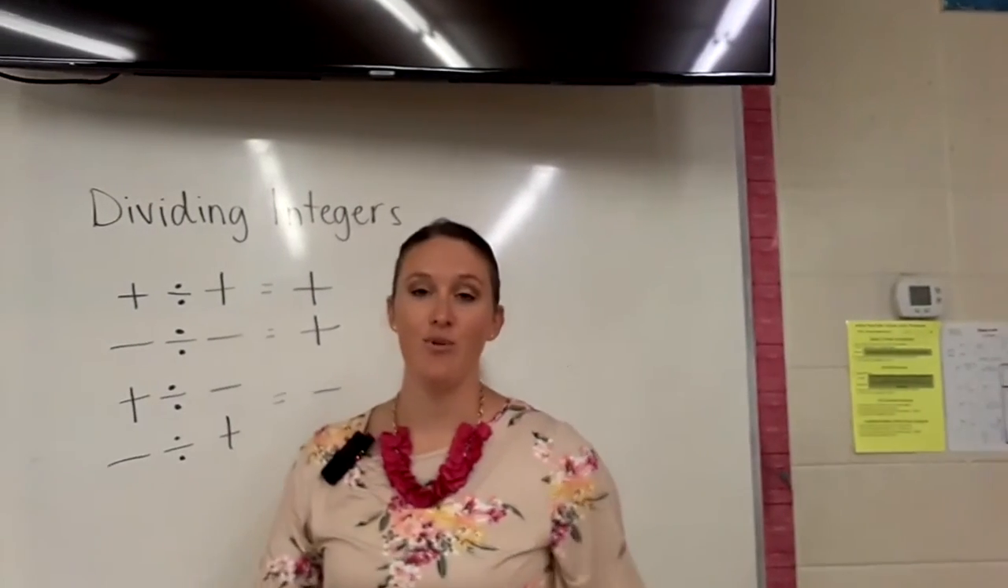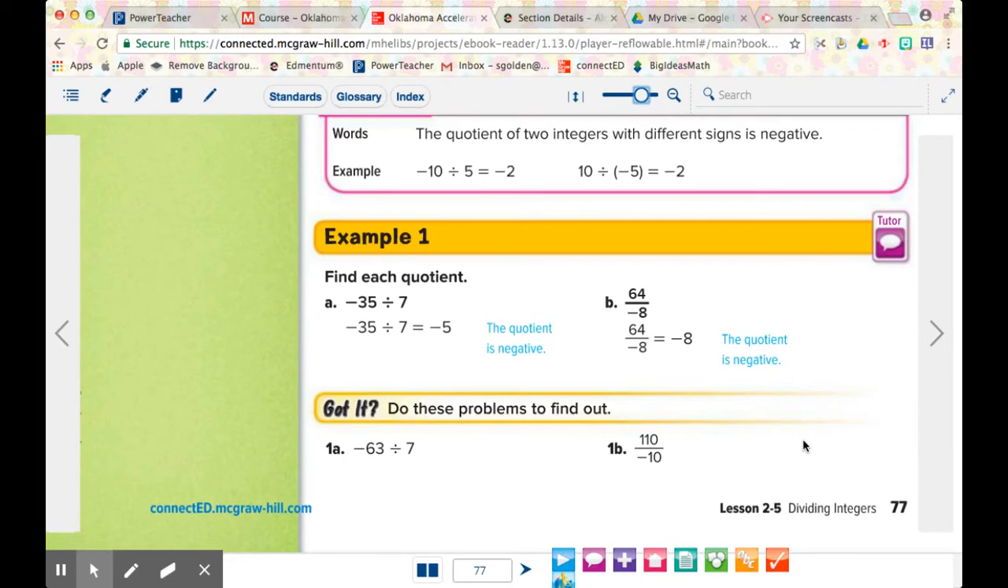Now let's look at example 1. Okay, so now on example 1, it says find each quotient. That just means the answer to a division problem. So on A, it says negative 35 divided by 7. If you remember the rules you just wrote, go ahead and divide it. 35 divided by 7 is 5. Then we have a negative divided by a positive. They are different, so our sign is negative. So negative 35 divided by 7 is negative 5.